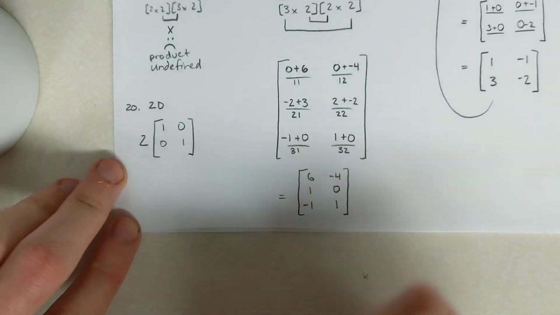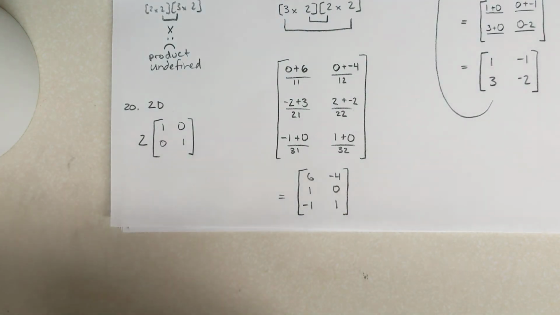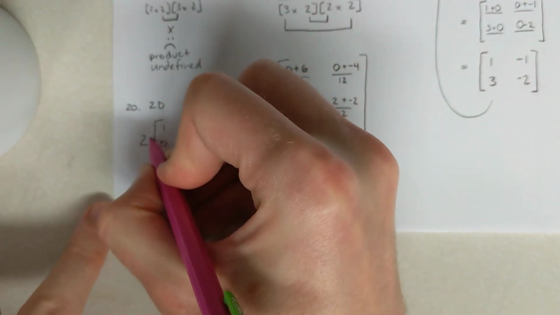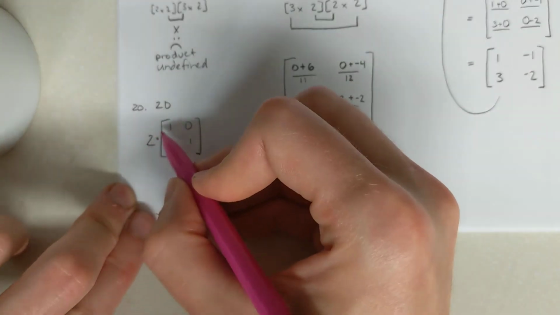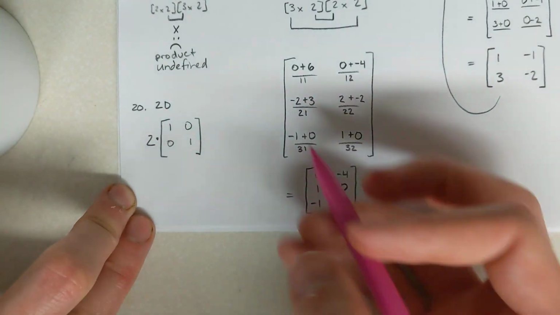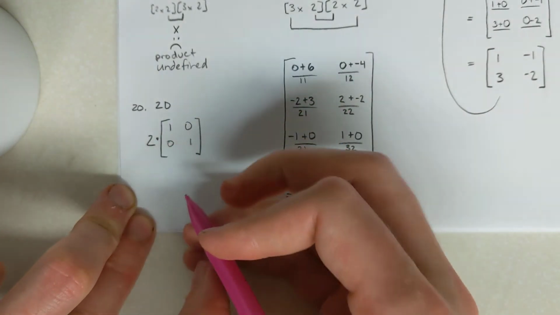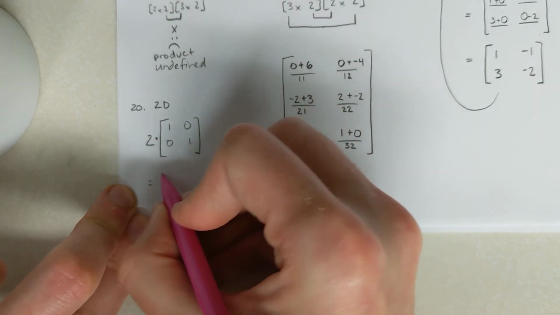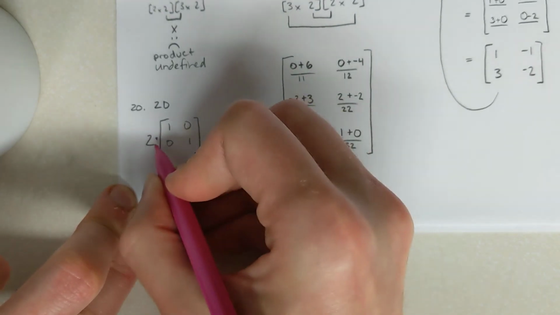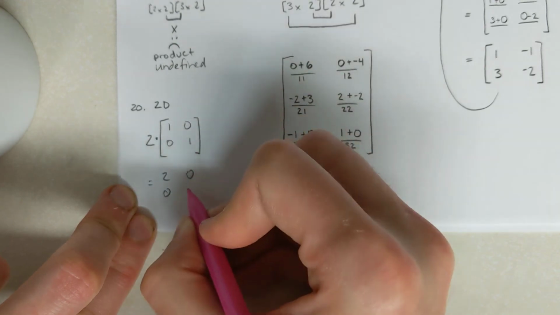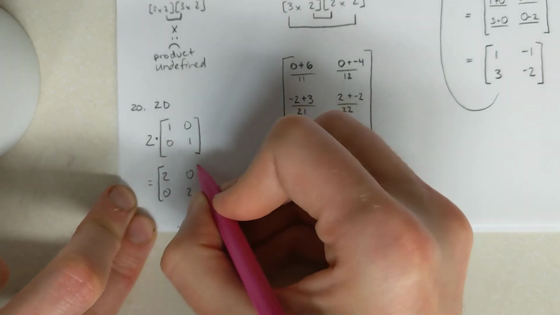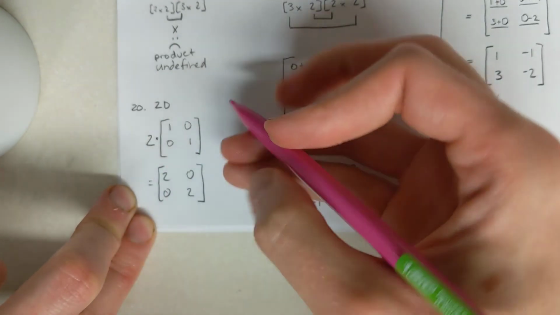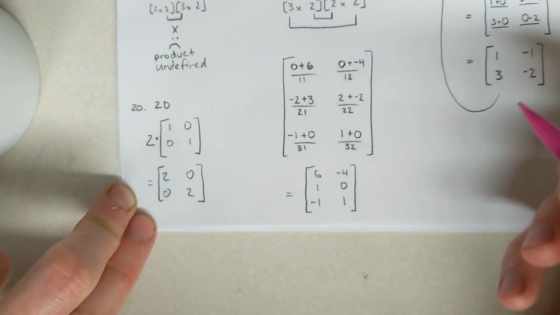So 2D, 2 here is called a scalar. It's just a number. When you multiply by it, we call it a scalar for matrices, and it just scales how big the matrix is. So you're just going to multiply all of the elements by 2. So 2 times 1, 2 times 0, 2 times 0, 2 times 1. So notice that this matrix is twice as big as what we started with. All of the elements have been doubled.